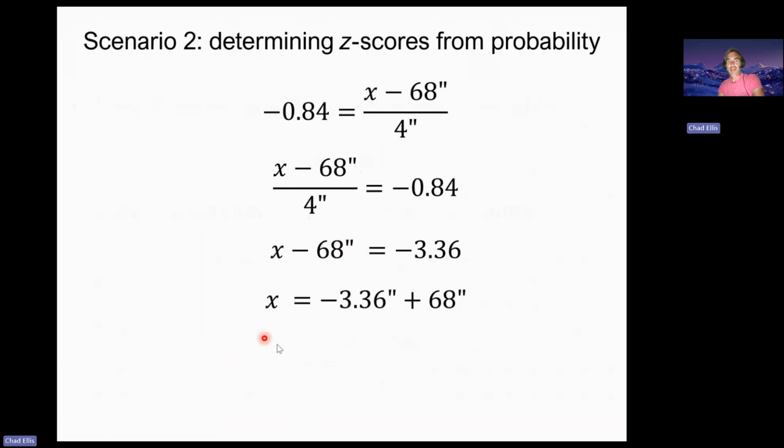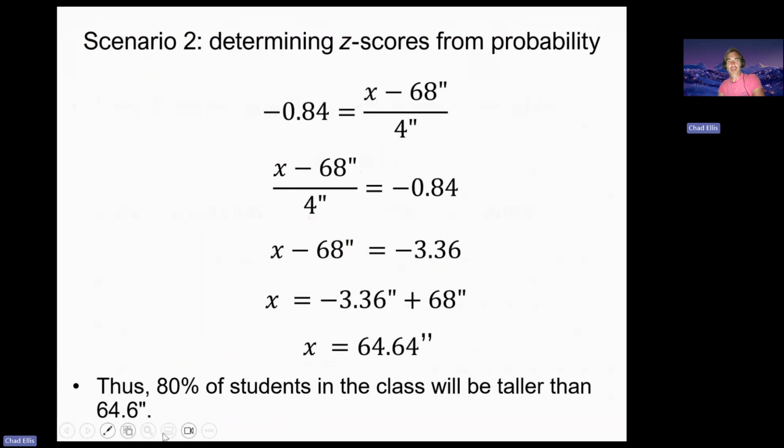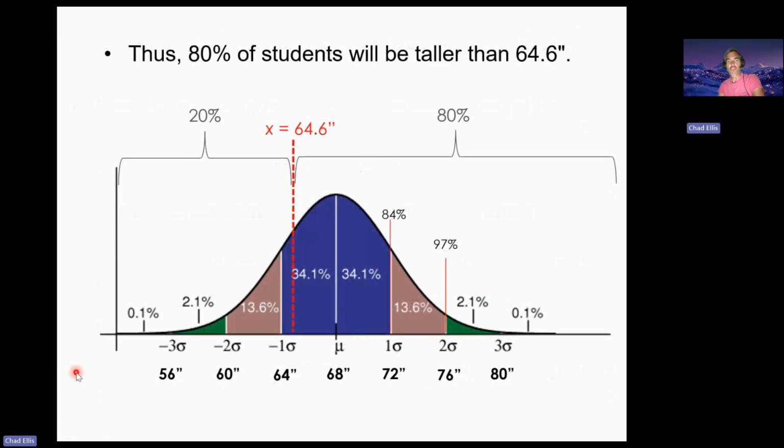That gives us, wait for it, an X value of 64.64 inches. So essentially, we figured out that 80% of the students in this class or population are going to be taller than 64.64 inches. So if we're going to visualize this again, that's where our X value is going to be, which is going to separate the 80% of people that are taller from the 20% of people that are going to be shorter.